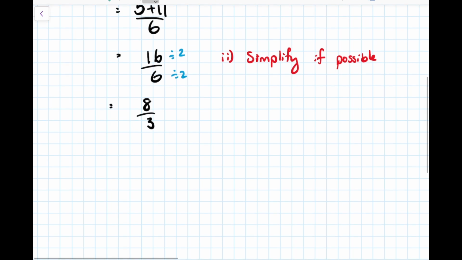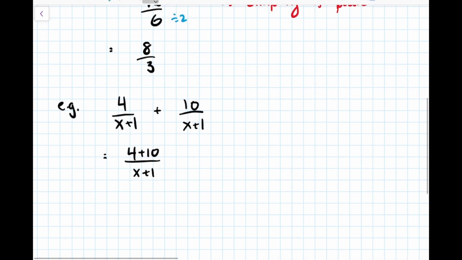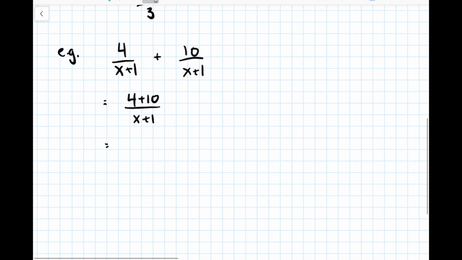So let's try it with a rational expression, but we'll keep it pretty simple to start. So if I've got 4 over x plus 1 plus 10 over x plus 1. So my denominators are common. Don't have to think about it too much. So I'm just going to add my numerators. I'm going to do 4 plus 10 over x plus 1. And I wouldn't normally write this step, by the way, but sometimes it is going to be helpful. So 4 plus 10 is going to get me 14 over x plus 1. And there's not going to be anything I can do there. I can't simplify this. So this is just going to stay as is.